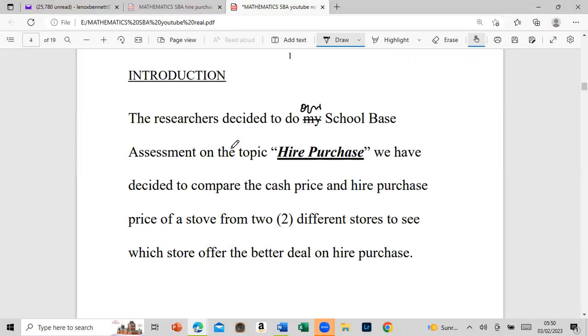We have decided to compare the cash price and hire purchase price of a stove from 2 different stores to see which store offers the better deal on hire purchase. So even though it's really the hire purchase, we're going to include the cash price also, all right? And that's very important.